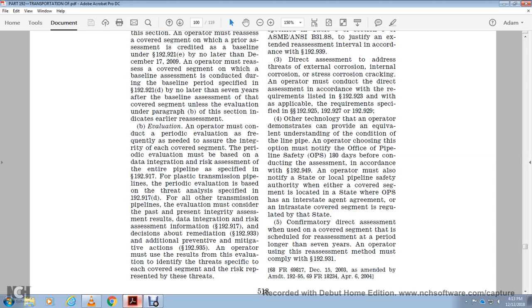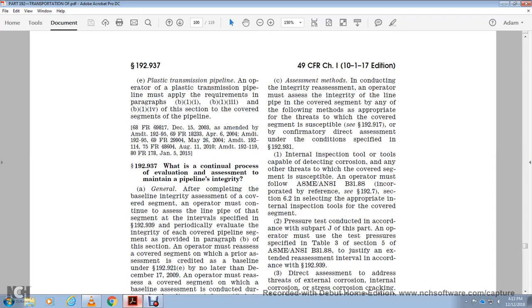Additional preventive and mitigative actions under 192.935. The operator must use the result of the evaluation to identify the threat specific to the covered segment and the risk of the repetition of these threats. Seventh, methods for conducting integrity reassessment: the operator must assess the integrity of the line pipe in each covered segment by any of the following methods appropriate for the threats covered in the segment, starting with confirmatory direct assessment under the conditions specified in 192.931.